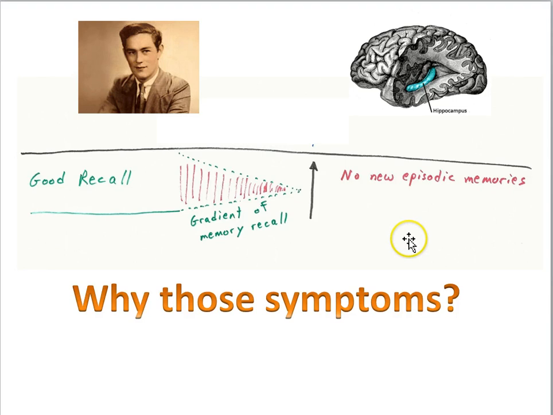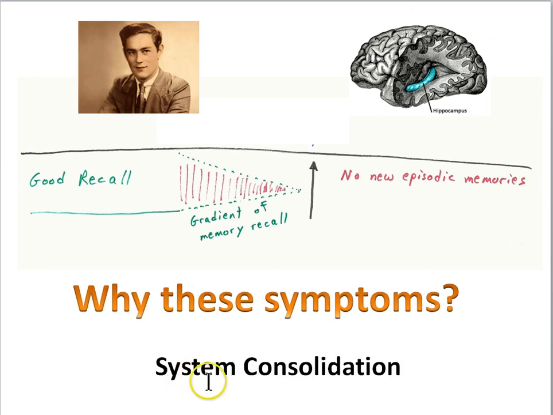In a previous lesson, we learned about the case of HM, the famous neurological patient who had profound memory impairments. In this lesson, we'll ask, why did he have those symptoms? A key concept that we'll encounter is that of system consolidation, that memories are going to be transformed over time and certain brain regions are responsible for this transformation. HM's surgery impaired his ability to do system consolidation.